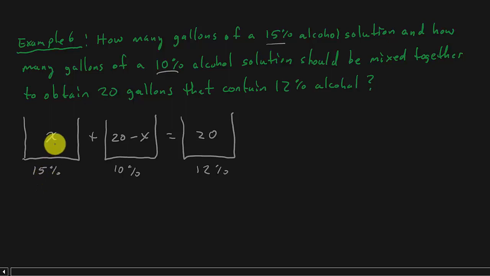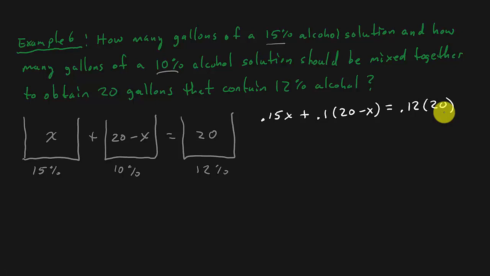So I got 15% of this, so that's 0.15x plus 10% of this many gallons, so 0.1 times 20 minus x equals, and then 12% of the 20 gallons. Now, once again on this one, I would go ahead and get rid of the decimals.